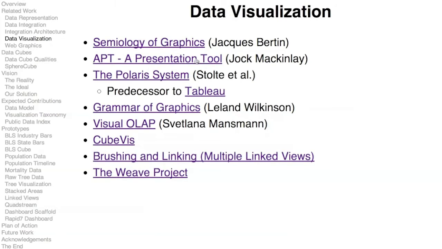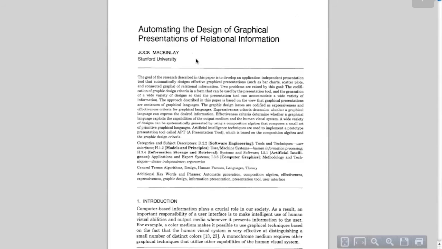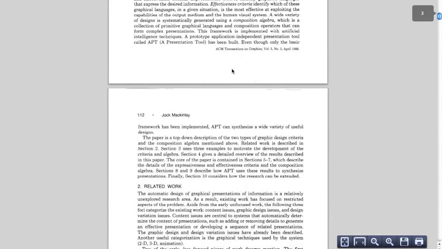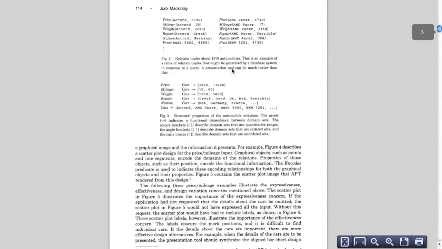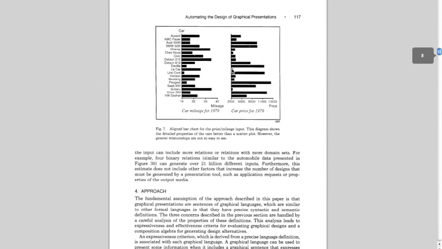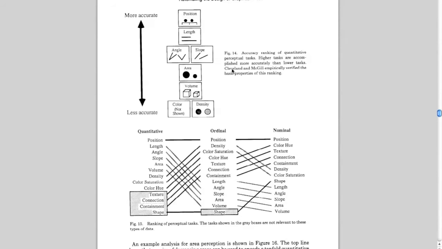Jock Mackinlay extended Bertin's work, and this links to a PDF of his paper. I just want to pull it up and show you the mapping between data and visual elements that he's defined. It's kind of an extension of Bertin's work. Later on in the talk, I'll refer to visualization theory, this idea of visualization theory. And this is what I'm referring to.